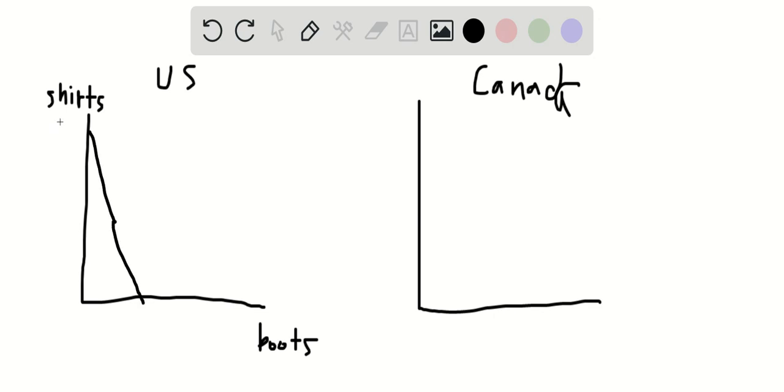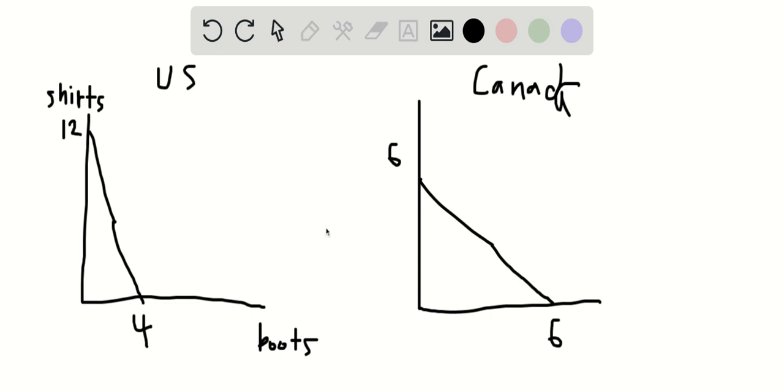There we go. So the maximum amount of shirts they can make is 12 if they make no boots. And then if they make no shirts, they can make 4 boots. And then for Canada, they can make 6 of each if they don't make the other. Their graph looks much more even, just like that. All right, so the first thing to look at is comparative advantage.